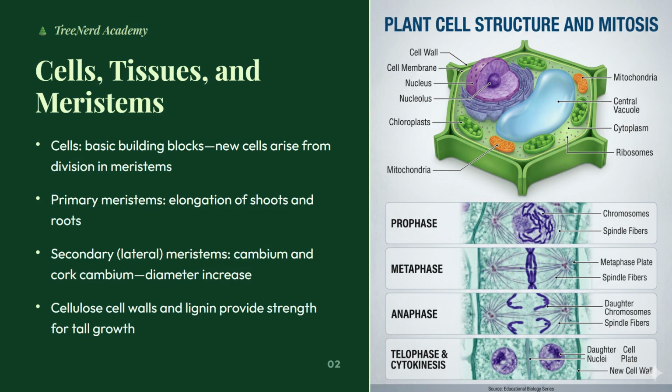There are 2 basic types of meristems, primary and secondary. Primary meristems produce cells that result in elongation of shoots and roots. Secondary meristems produce cells that result in increases in diameter. Trees have 2 secondary meristems. The cambium produces xylem and phloem, and the cork cambium produces bark.